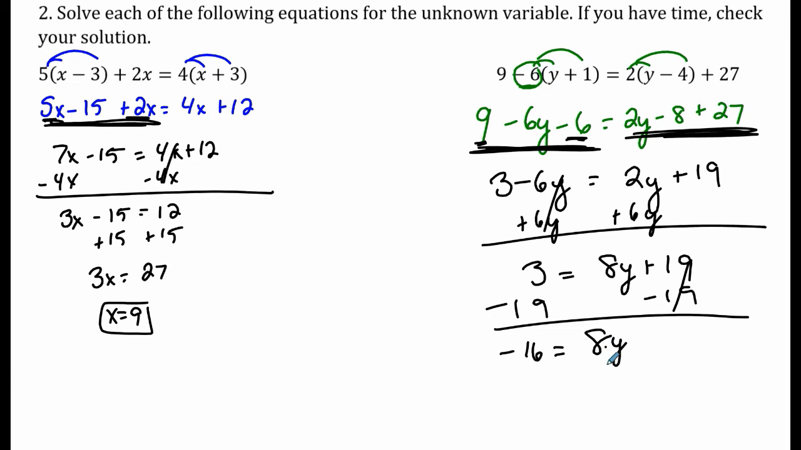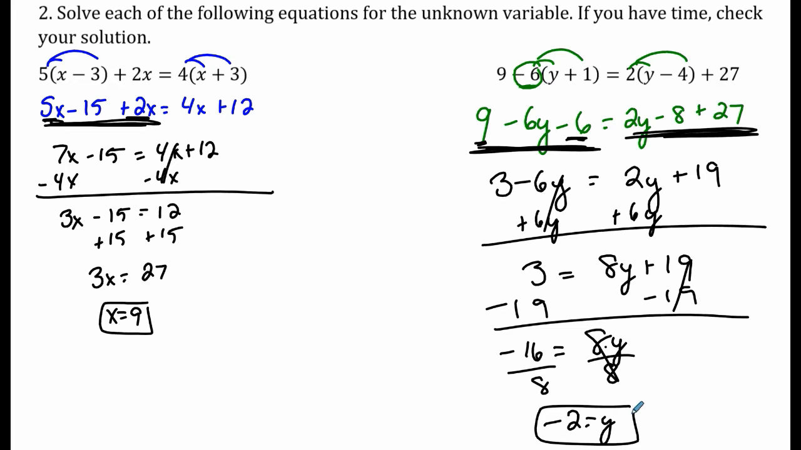And then I have 8 times y. How do I undo multiplication? Division. Correct. Negative 2 equals y. That is my solution. Again, I could check these, but I'm not going to waste my time doing that because I have a lot of other equations to solve.